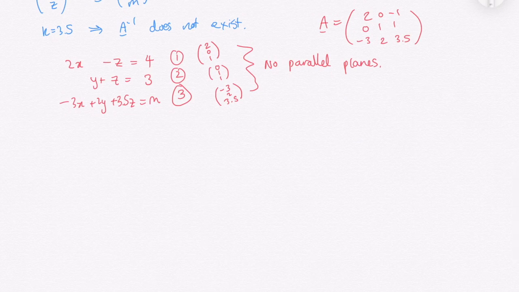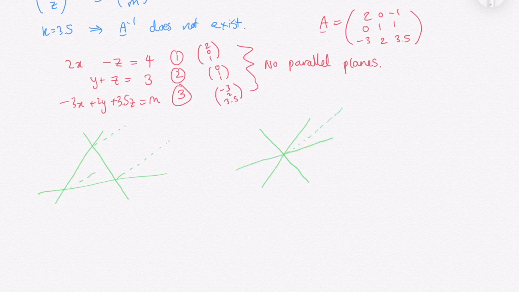We've got three non-parallel planes, so either these three planes form a triangular prism, or they coincide along a line. And this just depends on the value of m, because they always have the same normal. If you start to vary m, all that happens is the planes move up and down without changing their angle.